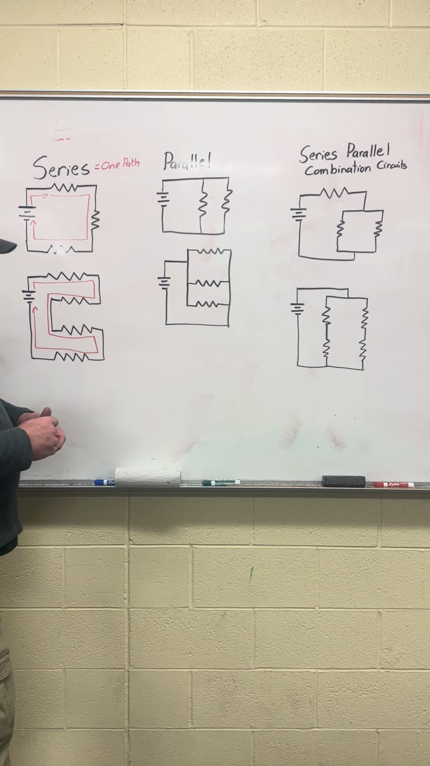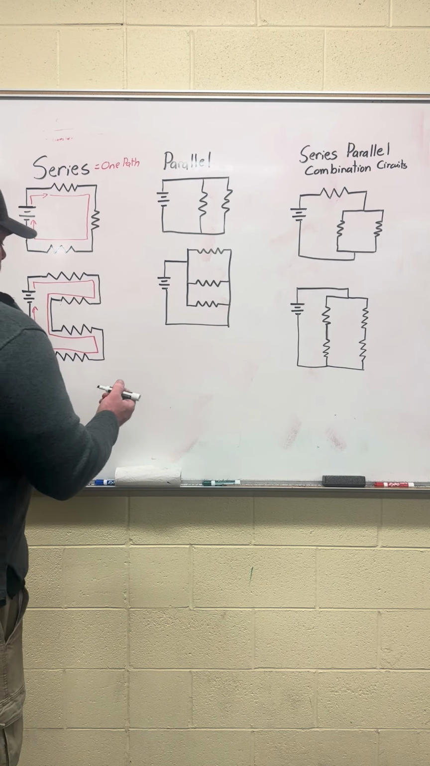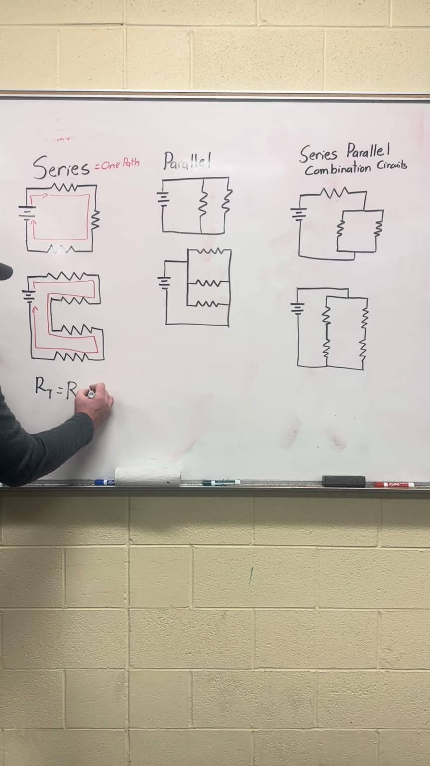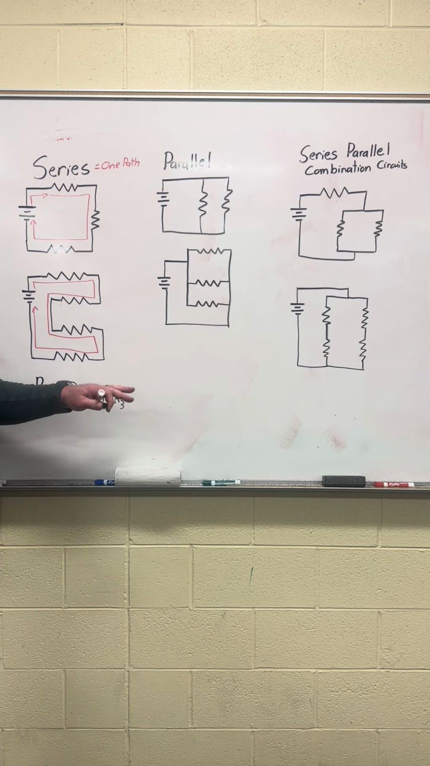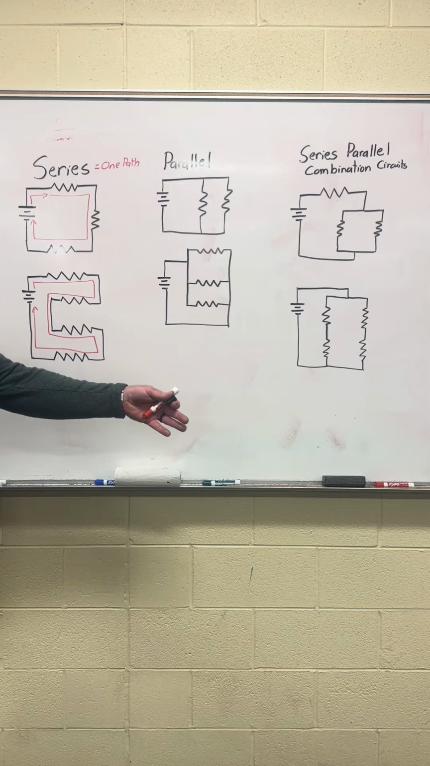And we know from the formula that a series circuit total resistance is just simply the sum of all the resistors in there. And depending on however many you have, this goes out as far as you need to an nth number of resistors.